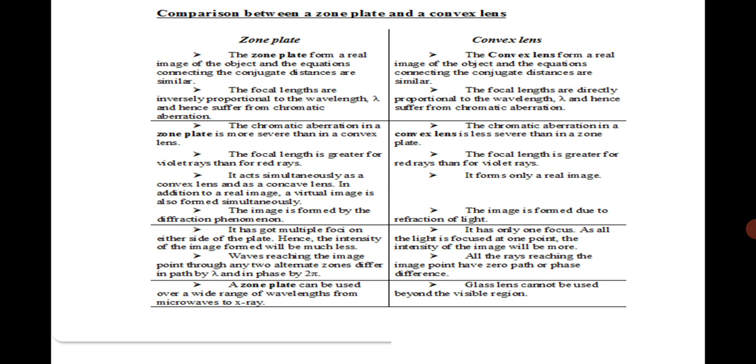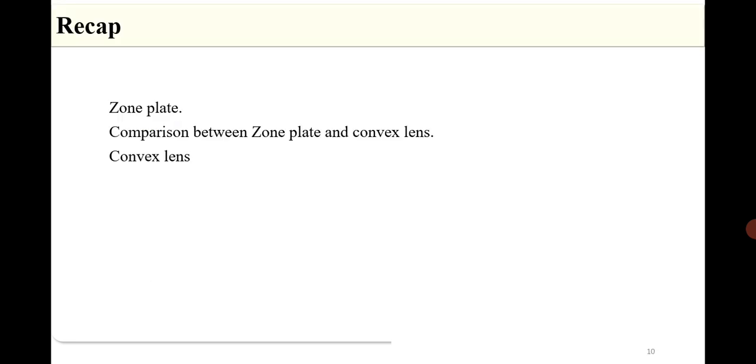Point 7: it has only one focus as all the light is focused at one point. The intensity of the image will be more. Point 8: all the rays reaching the image point have zero path or phase difference. Point 9: a glass lens cannot be used beyond the visible region.